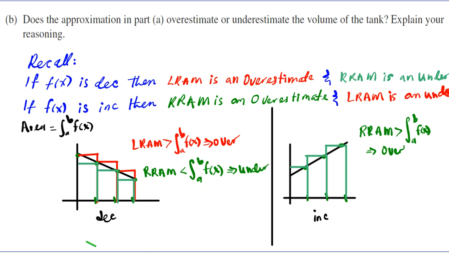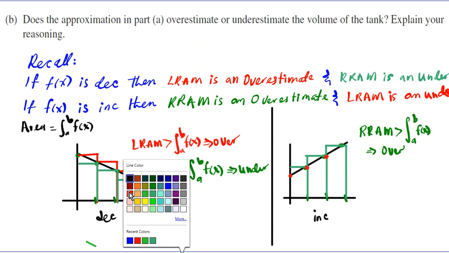Okay, and then let's look at the flip side. What happens for the left rectangular approximation if the function is increasing? So we start from the left endpoint. You have a point here, a point here, a point here. You notice the difference? When you're creating your LRAM rectangles, you start from the left and trace it to the function. And if you're doing your RRAM, you start from the right, trace it to the function, and you go from there.